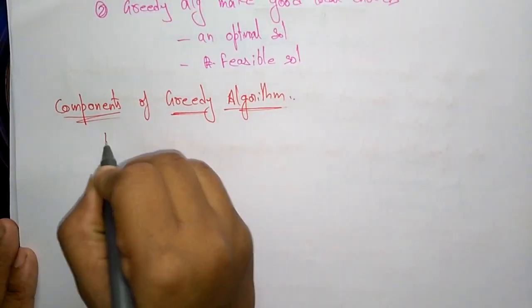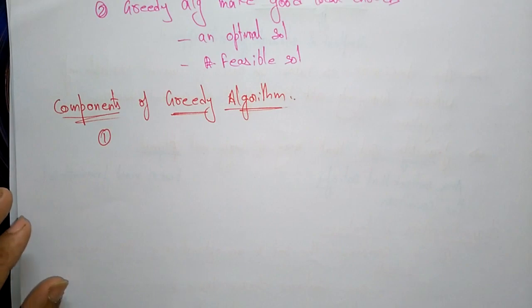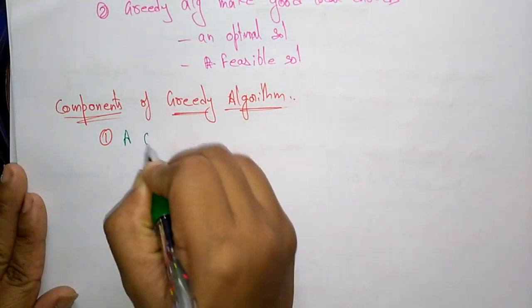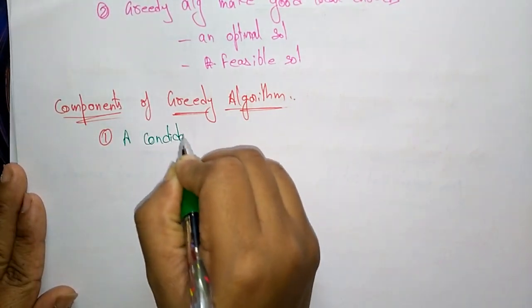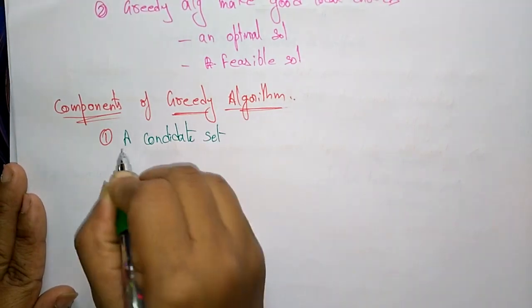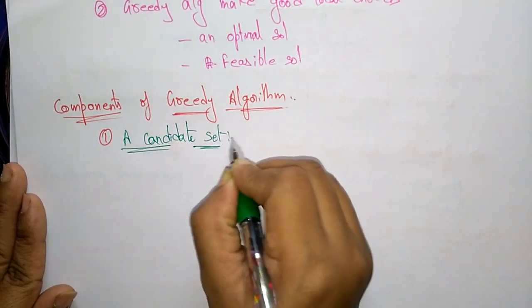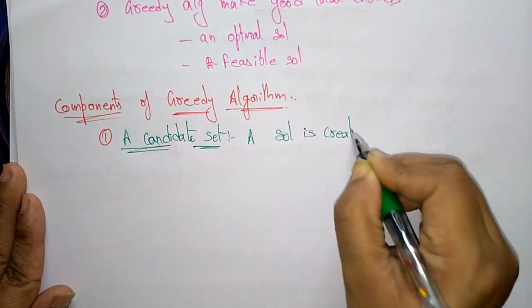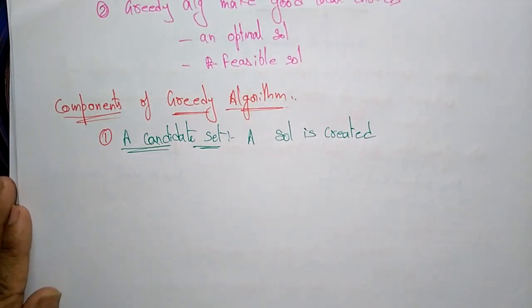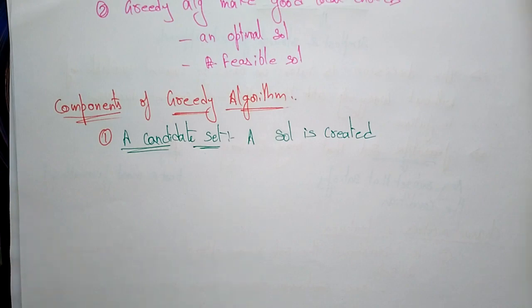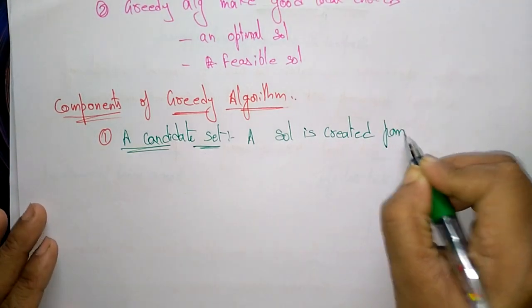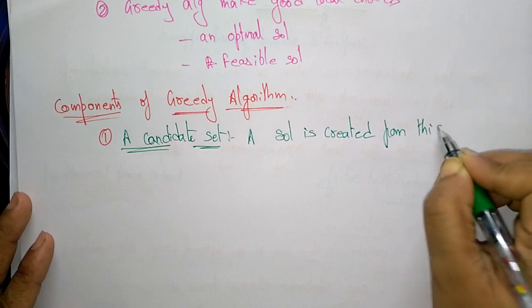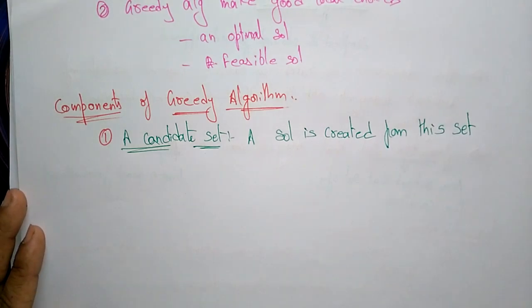Next, the components that are present in the greedy algorithm. The first is a candidate set. Candidate set means a solution is created based on this set. Whatever solution the greedy method is creating is created by using the candidate set.